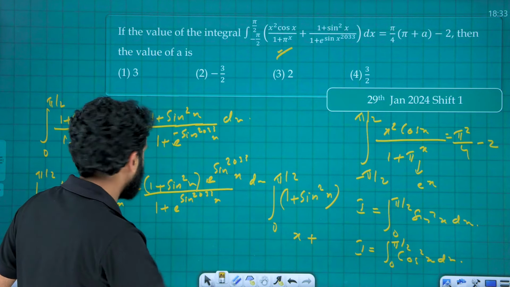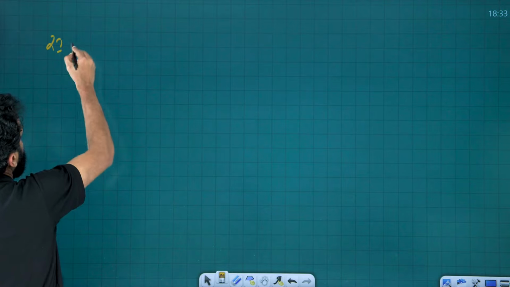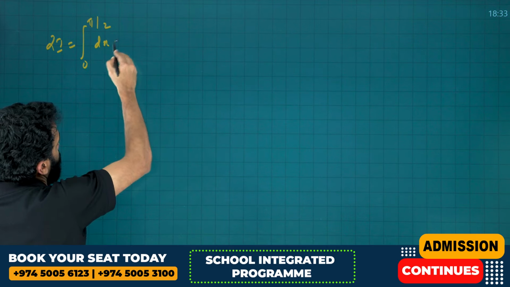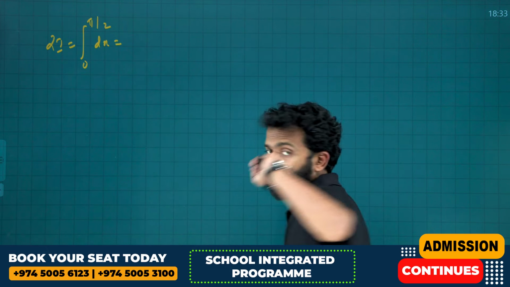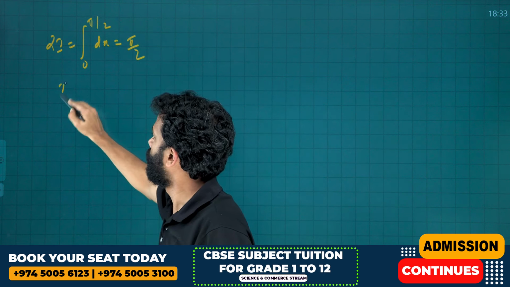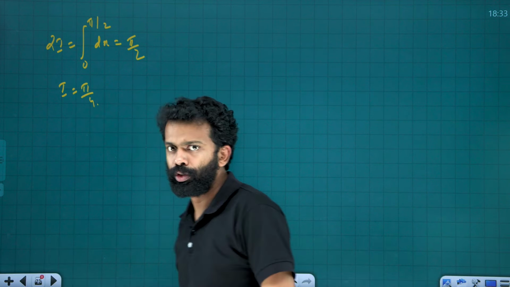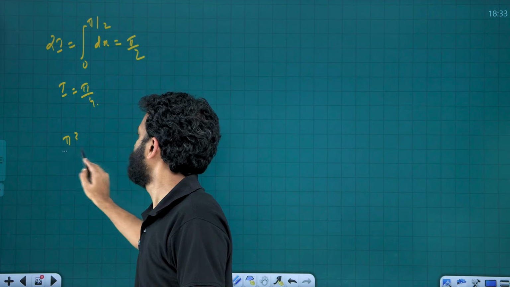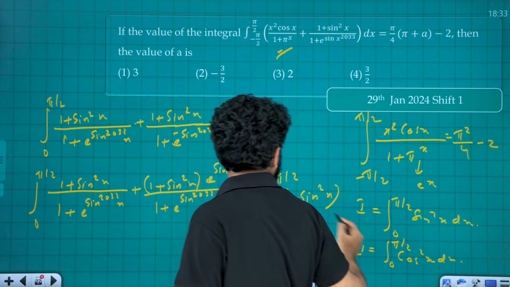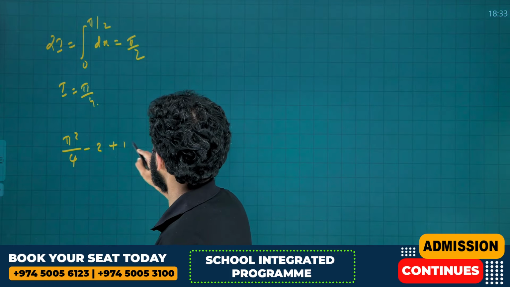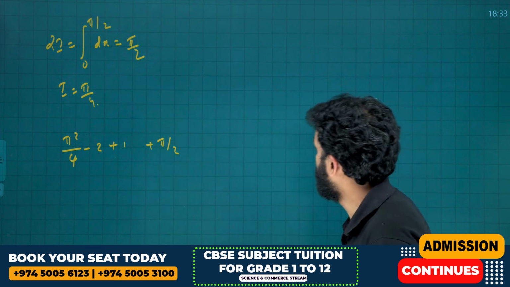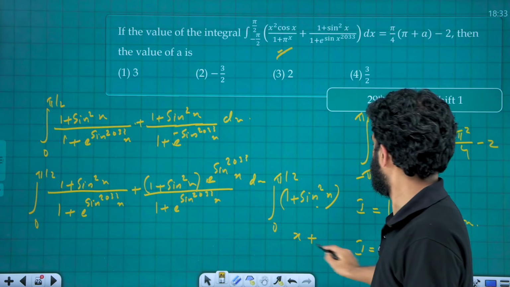So if you add it, you will get 2I equal to the integral from 0 to pi by 2 of sine square x plus cos square x, that is just dx only. Okay, so if you integrate it, you will get x, and if you substitute the value, you will get pi by 2 minus 0, that is pi by 2. Okay, therefore I is equal to what? Pi by 4. Okay, so we got all the values. The values will be like pi square by 4 minus 2 plus this part, which will be pi by 2, pi by 4 plus pi by 4, and what is x actually?